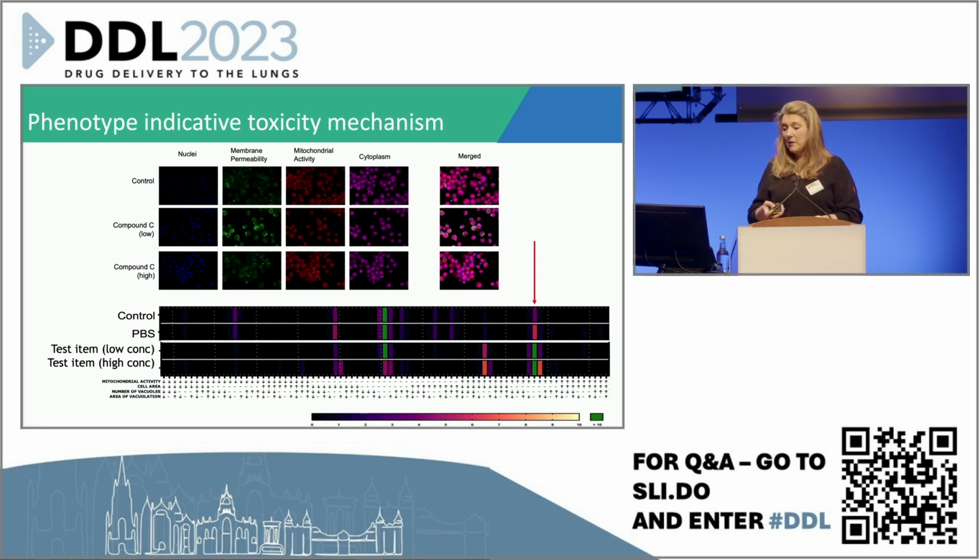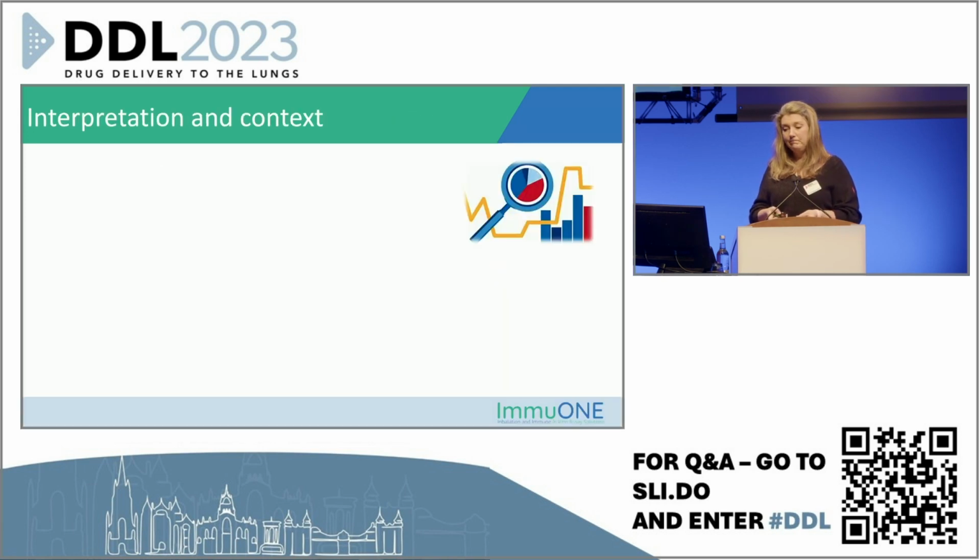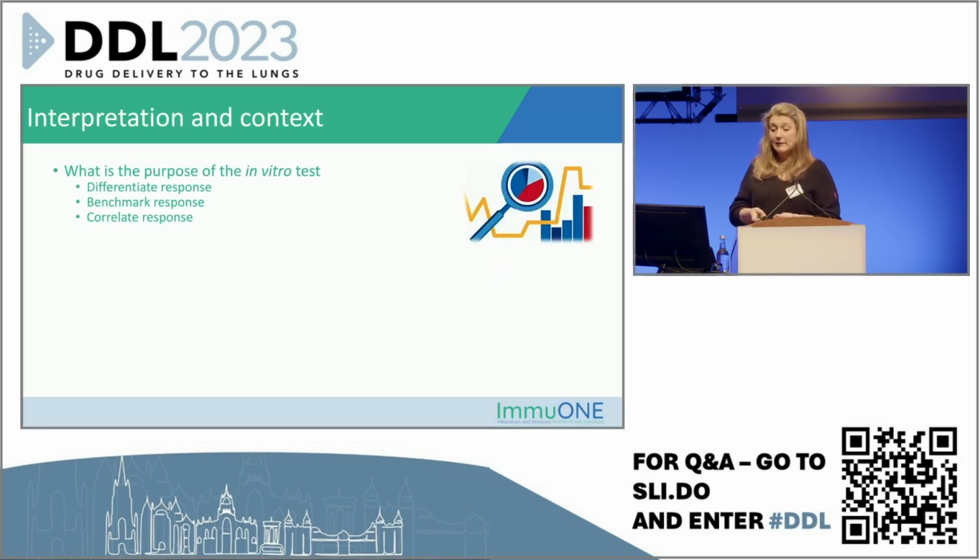Another example is where you might see a response of increased activity in cells and increased stress. If you add a trigger to a cell, it's going to make it stressed, even if it's just a bit of PBS. But on its own, that's fine. When it's in context with other phenotypes that have changed the cell size and the cell area, that would indicate a more toxic response. So interpretation and context is really important.